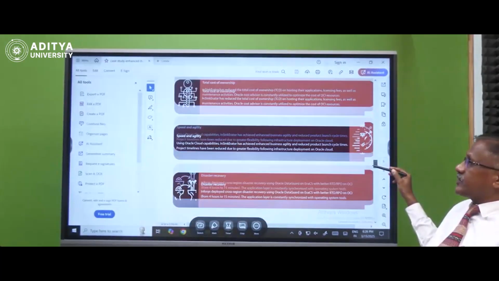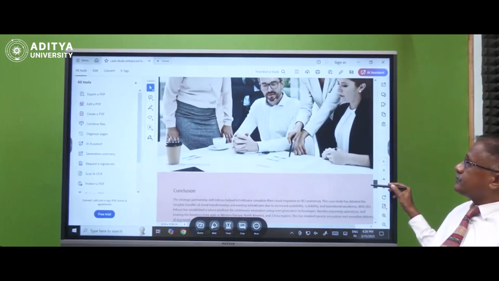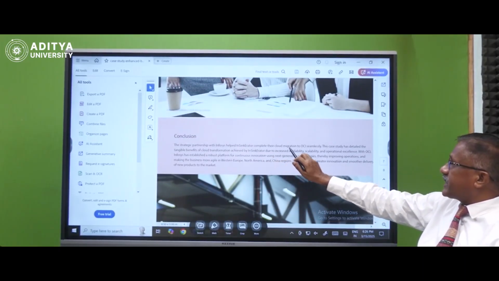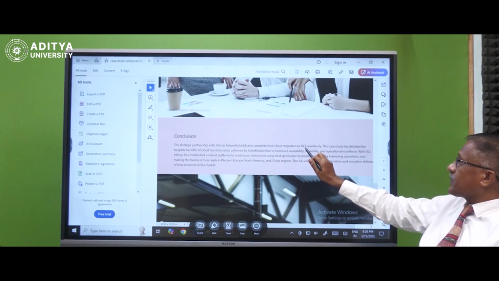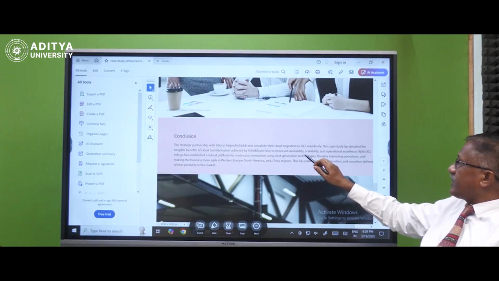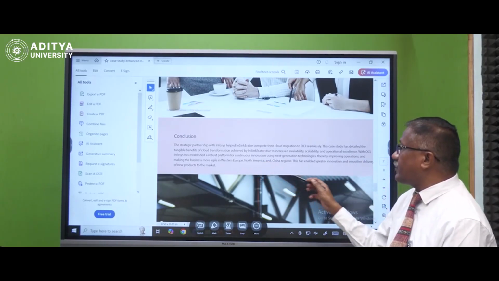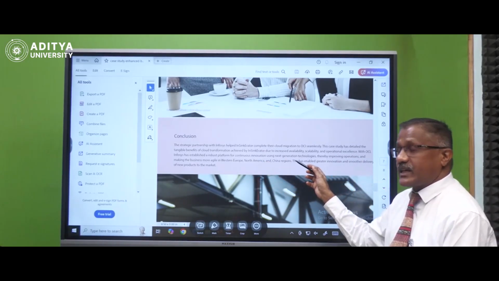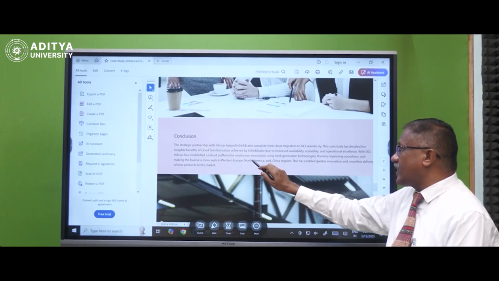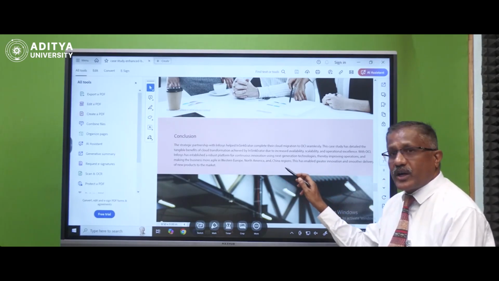This also I am sharing with you all. Finally, we get the conclusion that Infosys helped its client complete their cloud migration to Oracle Cloud Infrastructure. It is a detailed report. We get availability, scalability and lower operational expenses. With OCI, Infosys established a robust platform with continuous innovation for next-generation technologies, thereby improving operations and serving the business in Europe, North America and China regions. This has enabled greater innovation and smoother delivery of new products to the market.